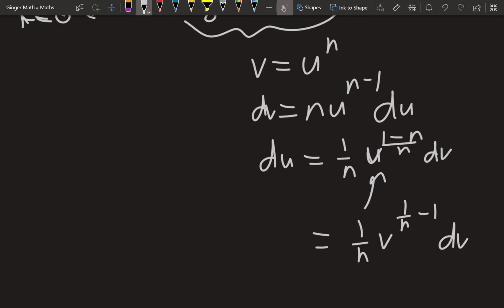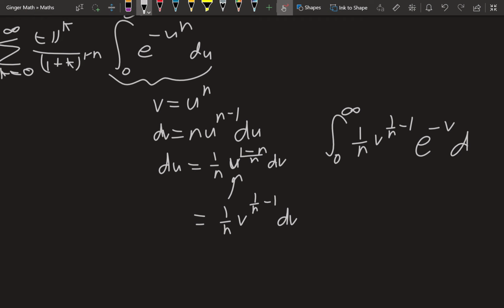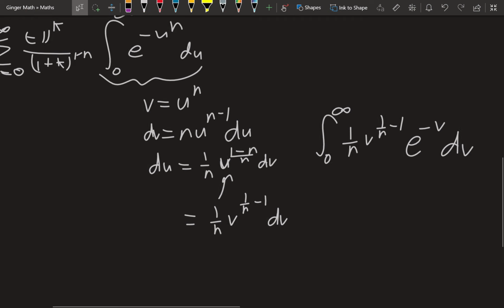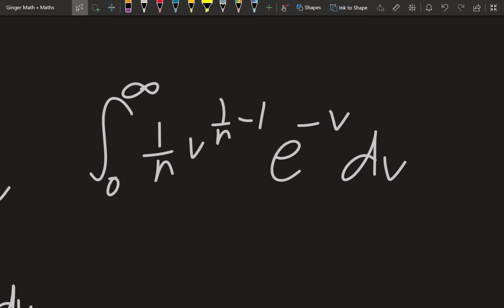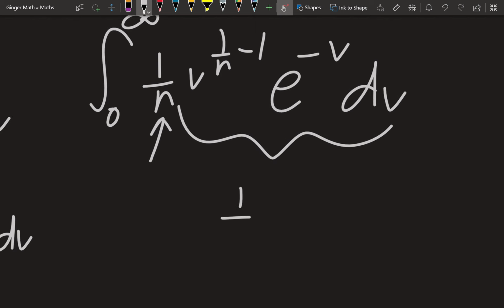Still integral from 0 to infinity, bounds have not changed, of 1 over n times v to the 1 over n minus 1 e to the minus v dv. And you'll notice that this is just a gamma function. Well, this bit right here is actually the gamma function. We have an extra factor of this right here. So I'll write this out more clearly. We have 1 over n times gamma of 1 over n.